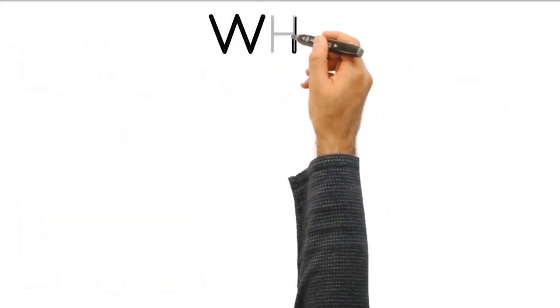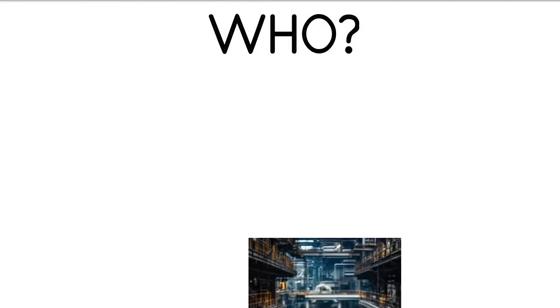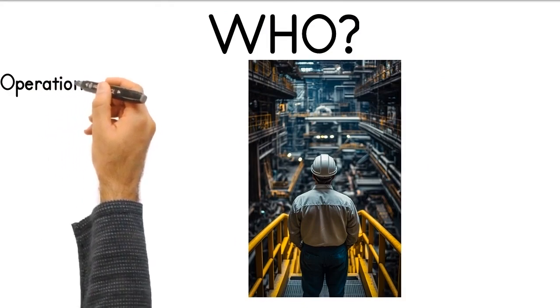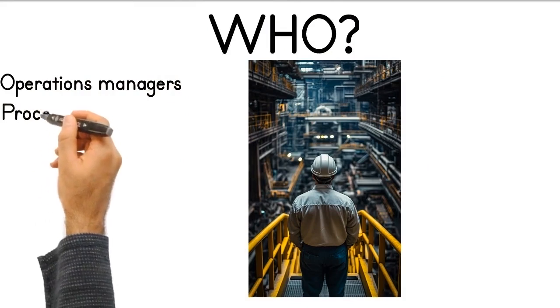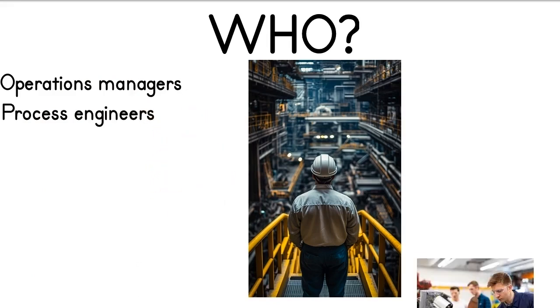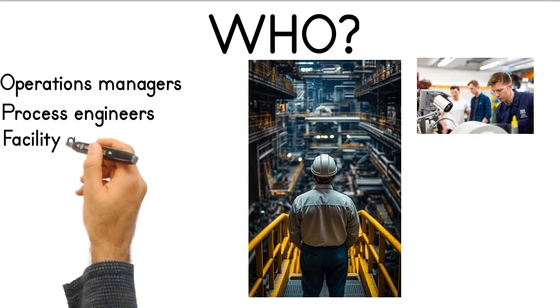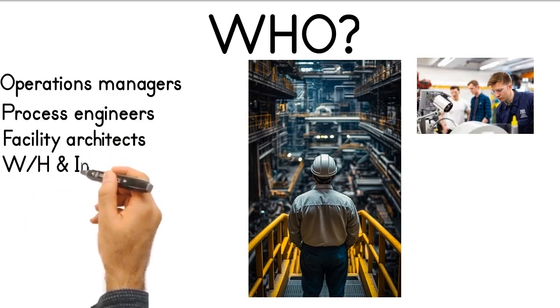Who is involved in material handling and layout improvement? Operations managers oversee the efficiency of production processes. Process engineers design and optimize workflows. Facility designers and architects are involved in creating layouts and workspace configurations that optimize space utilization, traffic flow, and material handling requirements. Warehouse and inventory managers are responsible for ensuring that the management of materials is done efficiently.